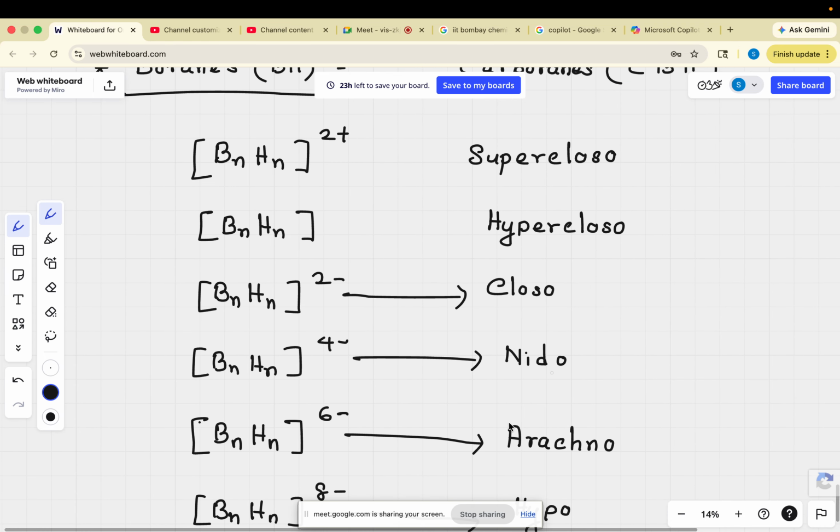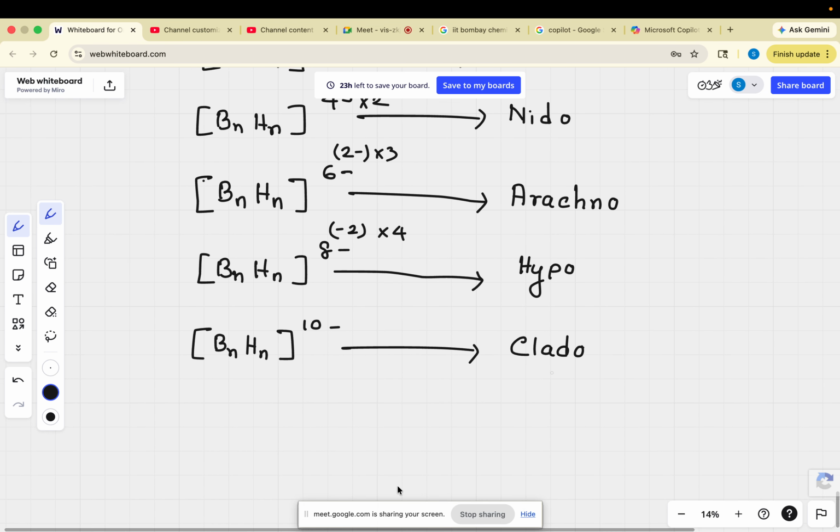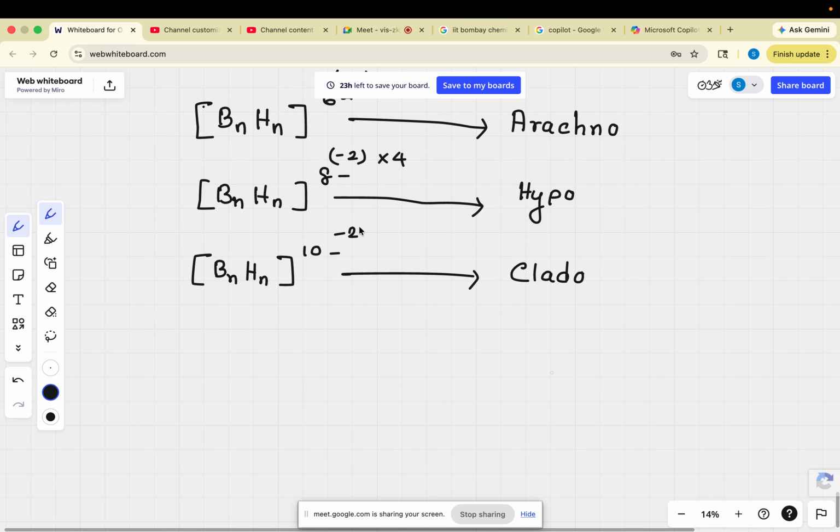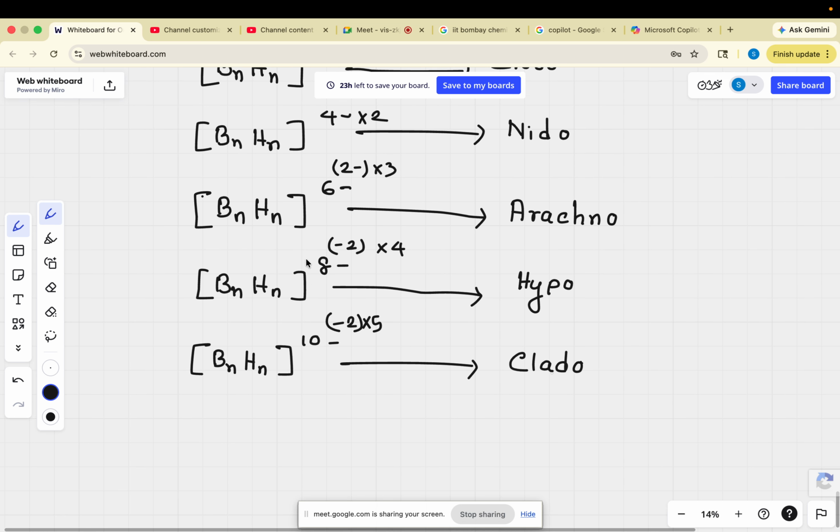Now if you are getting only BnHn, neutral, that time it will be hypercloso. And if you are getting 2 positive, that is your supercloso. So 2 minus means you are multiplying by 1, then you are multiplying by 2. That means 2 minus into 2, then you are getting 2 minus into 3, then minus 2 into 4, then minus 2 into 5, like that. Clear how to do this?